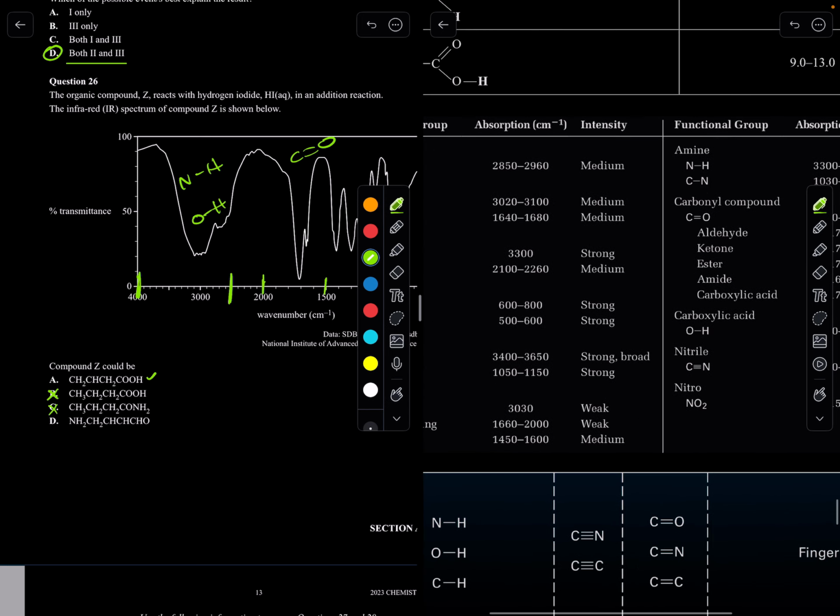The OH here has to be strong and broad. What do we mean by broad? You can see it's kind of broad, but it's strong. And you can also see it's actually strong.